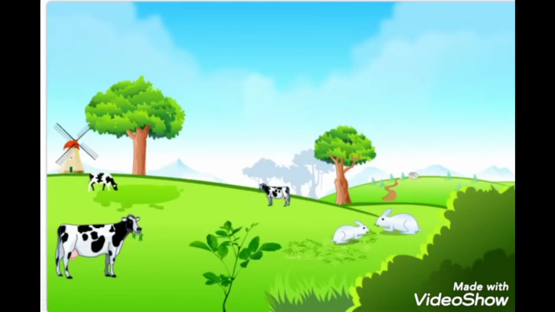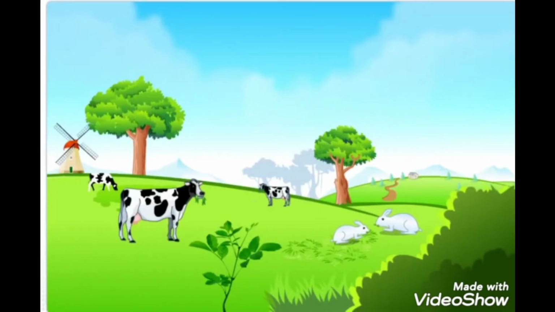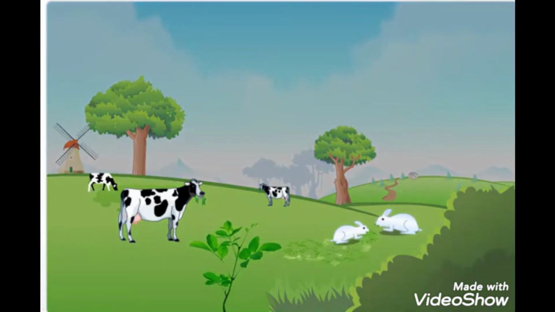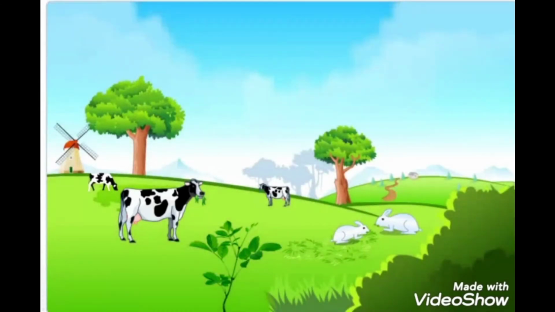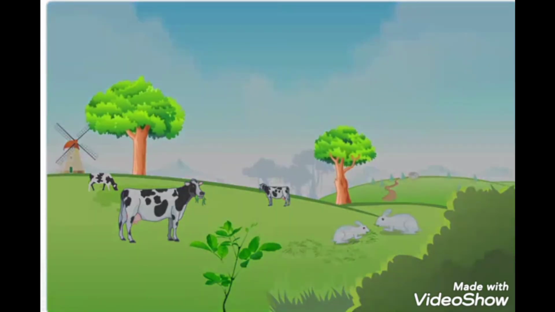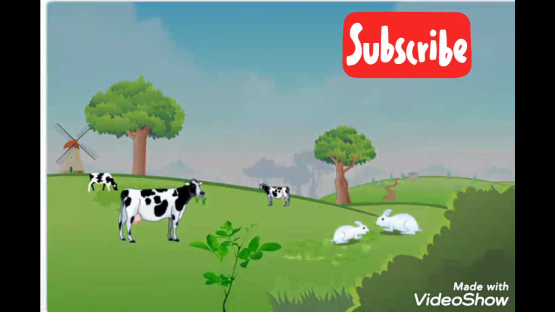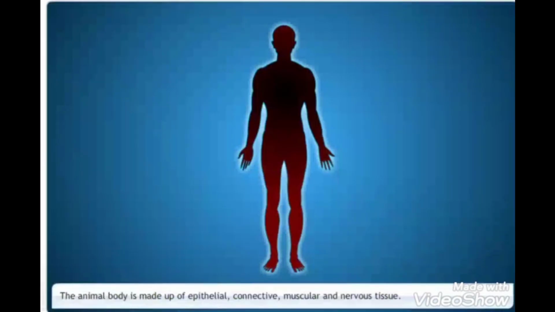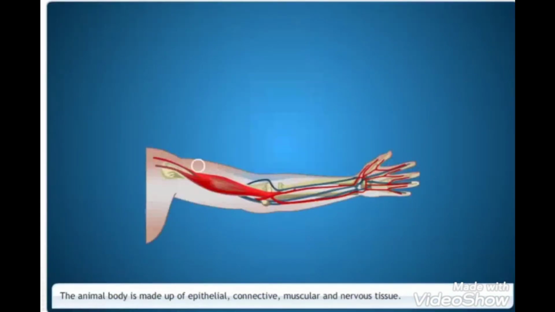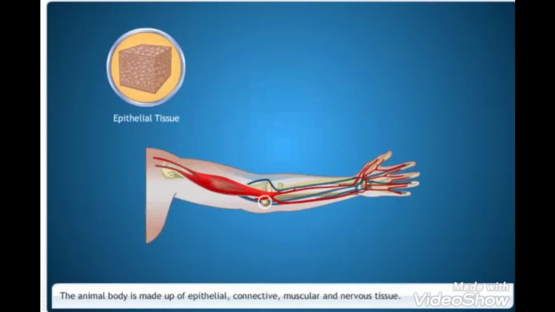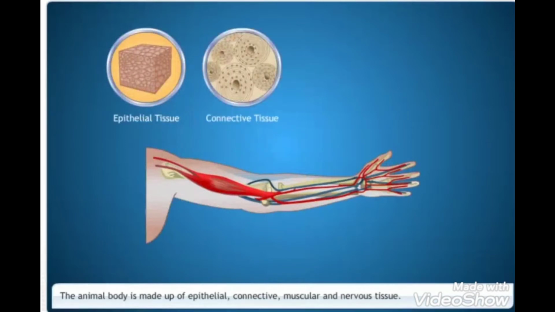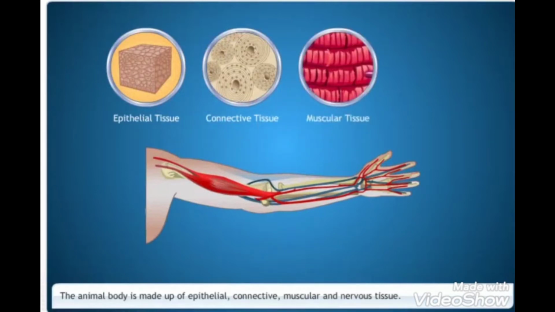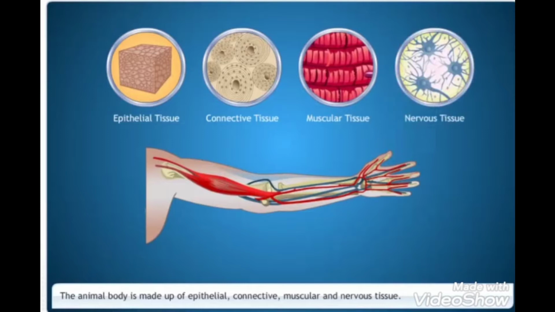Animals move around in search of food, shelter, and mates. They consume more energy when compared to plants, so unlike plants, most animal tissues are living tissues. The animal body is made up of many different kinds of tissues like epithelial tissue, connective tissue, muscular tissue, and nervous tissue. Let's look at each tissue in detail.